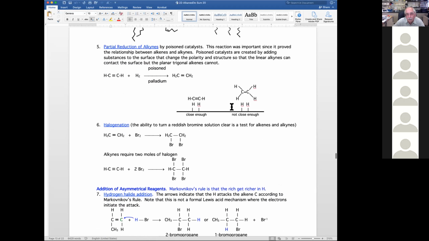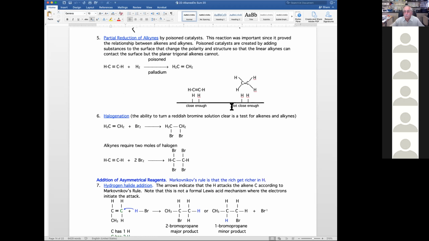So somebody decided, let's not use a pure catalyst, let's muck it all up. So they called it a poison catalyst. And so then you have other molecules contaminating the surface of this. So it allows the alkyne to get close enough to get two hydrogens, but the alkene cannot. Okay. So they were able to finally show that you can take a triple bond and stop it at a double bond.